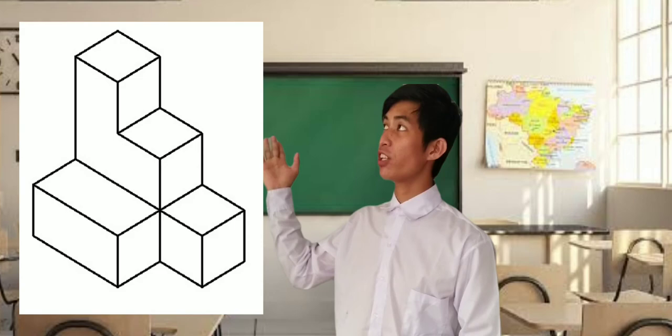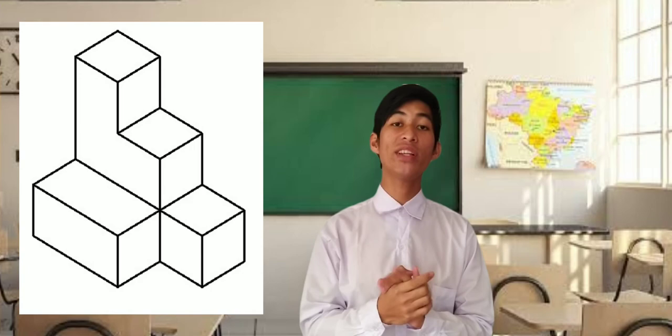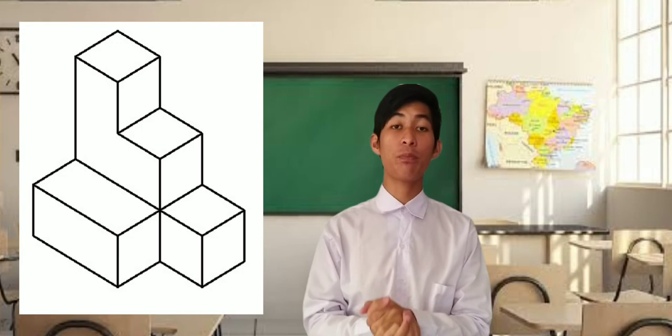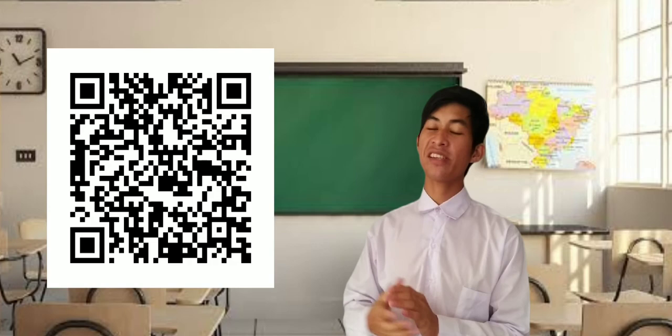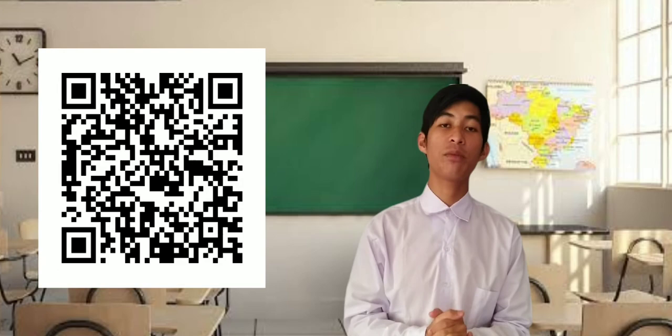As you can see on the screen, this is an example of isometric drawing, and what you are going to do is to make this isometric drawing on one whole sheet of bond paper. Did you understand? Okay, you may now start your work. Okay, class, are you done? Pass your work by simply scanning the QR code presented on the screen to redirect you to the page and to personally submit your work.